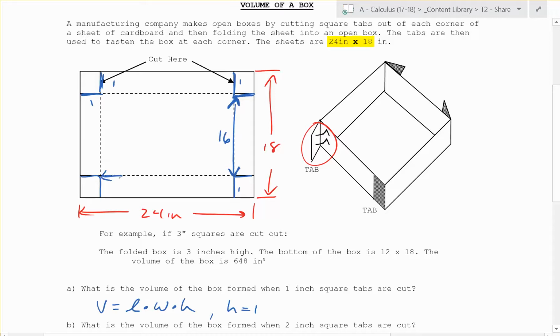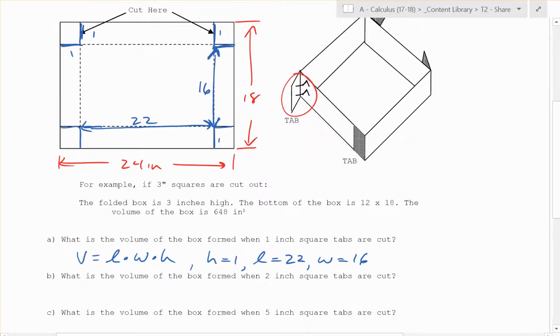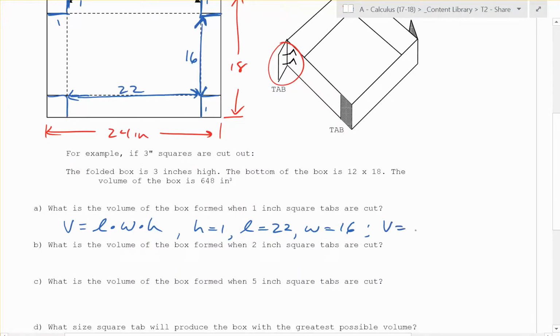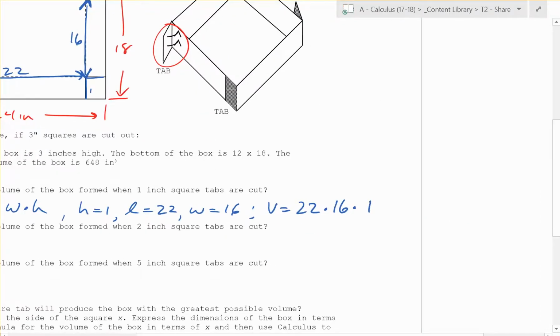And then what will this be right here, from here to here? If it's 1 from each side of 24, that'll be 22. So h would be 1, length would be 22, and the width would be 16. So what does that mean the volume would be? That means the volume would be length 22 times width 16 times 1. I'm using dots for multiplication, which I really shouldn't do, but if you really want to stay on my good side, use parentheses like this. So I'm going to stay on my own good side and do that. If I multiply that out, 22 times 16 times 1, you end up with 352 inches cubed.